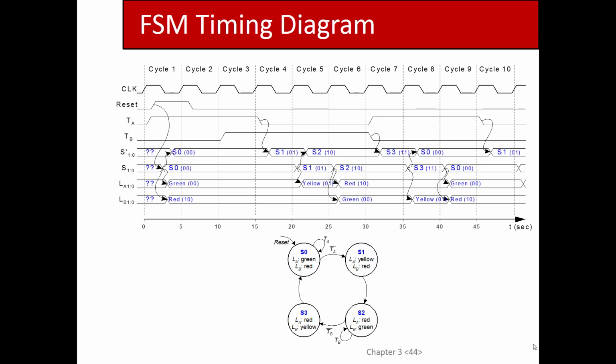Now, what happens if TA and TB were both 0 at the beginning? Well, what would happen there is we would have reset the current state to S0, but our next state would have immediately gone to S1, meaning that we would have switched from S0 to S1 right there. So we would have only been in S1 for a very short amount of time, less than a cycle. You guys with me? But the only reason we stayed in S1 for this long is because of the initial values of the inputs.